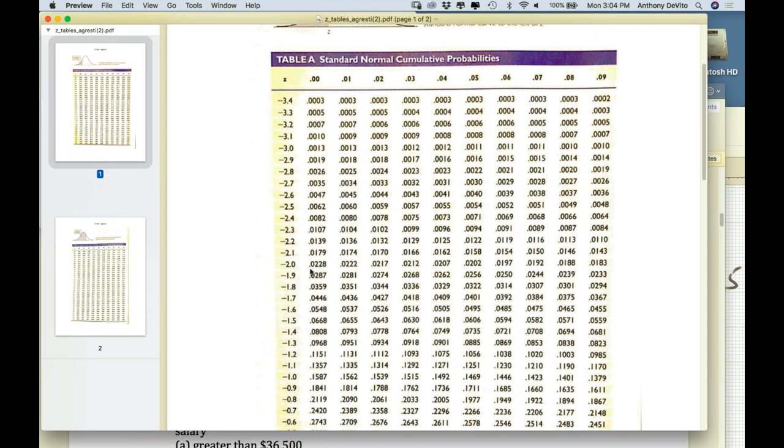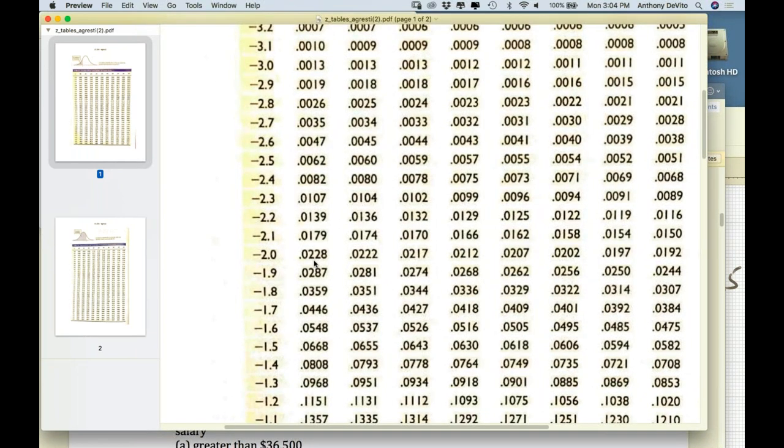That would be 0.0250, 2.5, right? What does it tell me it is? It tells me it's 0.0228. Very close, but not exactly the same thing. Why is that? Because the empirical formula was an estimate. It's a rough estimate. This is the actual value.